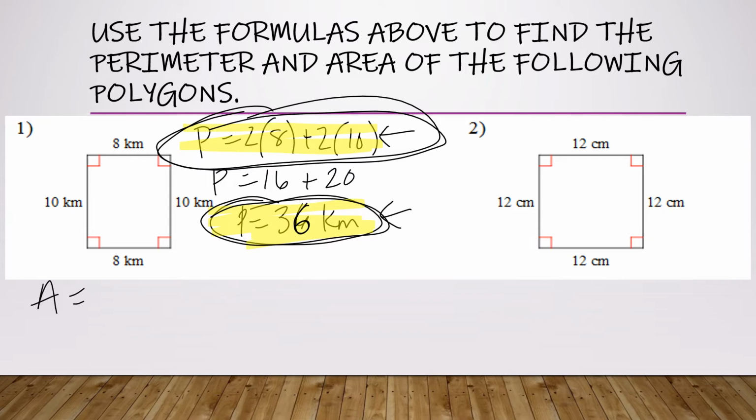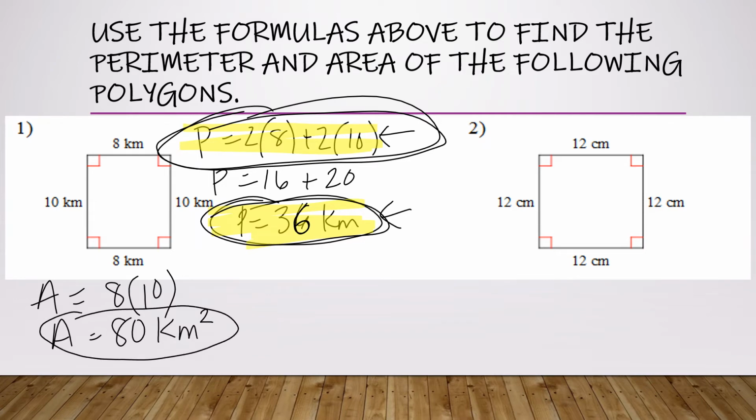For the area here, we're going to do base times height or length times width, whichever one you want. So 8 times 10 is 80. Now when you're working with area, you need to have the units squared. So I'm going to write it like this, but you can also write it as 80 square kilometers. Does not matter to me which one you use there, but you do need to make sure that your units are squared for area.